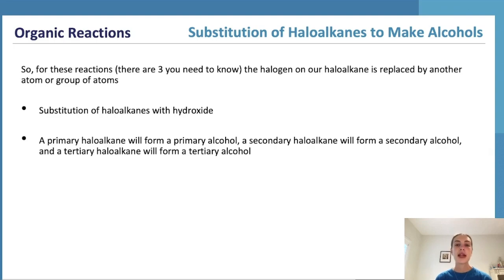The next one we can look at is the substitution of haloalkanes to make alcohols. There are 3 types of these, and in each case the halogen on the haloalkane is replaced by another atom or a group of atoms. We've got the substitution of haloalkanes with hydroxide, and in this case a primary haloalkane will form a primary alcohol, a secondary haloalkane will form a secondary alcohol, and a tertiary haloalkane will form a tertiary alcohol.